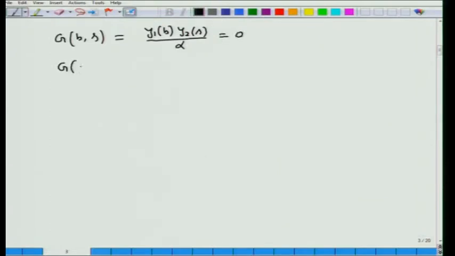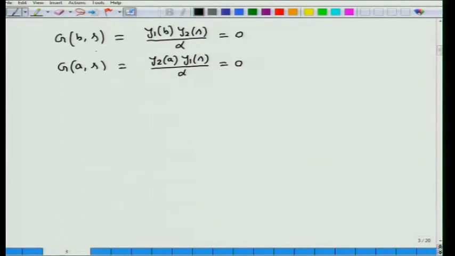Similarly, we can easily verify that g of a comma s, that is equal to y 2 of a times y 1 of s divided by alpha, is equal to 0. So, that means the Green's function satisfies the boundary condition on the left hand point as well as on the right hand point. And similarly, using the property that m 3 y 1 of b plus m 4 y 1 dot of b, you can verify that they also satisfy the boundary condition when the boundary condition is given in general format.